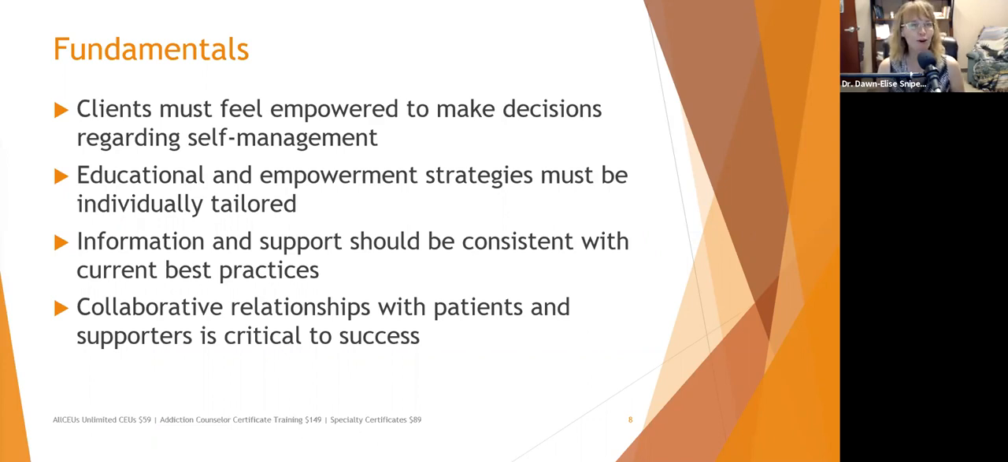Information and support should be consistent with current best practices. And as always, collaborative relationships with patients and supporters is critical to success. And I'll keep saying supporters in there. It's not necessarily just family. It's supporters, significant others, however you want to put it.